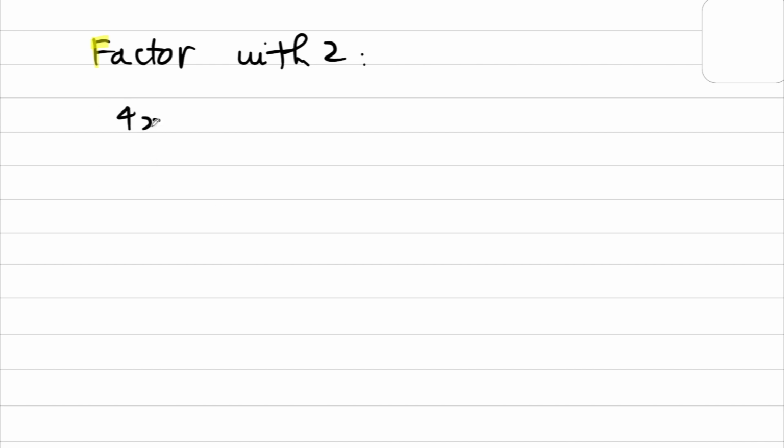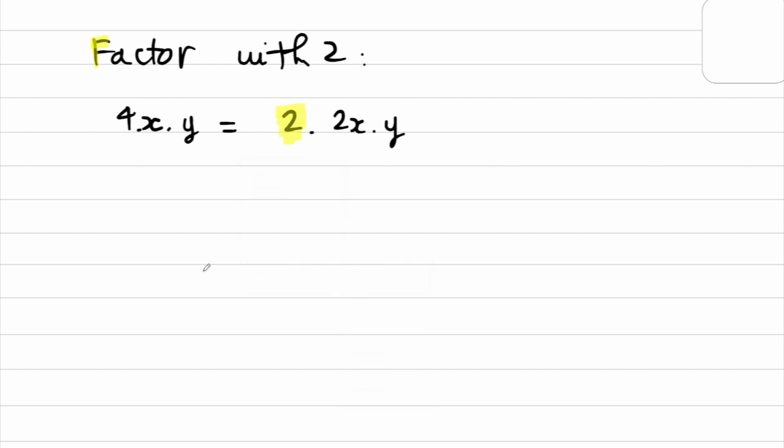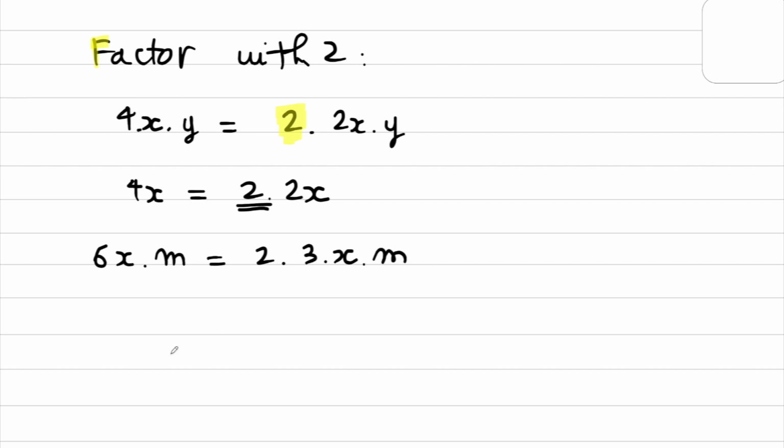For example, I give you 4xy. I need you to factor this term into something with the factor of 2. This means you have 2 multiply 2x multiply y. After this factoring, I have 2 in the factorization. That's very important. The next one, you have 4x only, you have 2 multiply 2x, and now I have 2 in the factor. 6xm equals 2 multiply 3 multiply x multiply m. And it's quite easy when you work with even numbers.